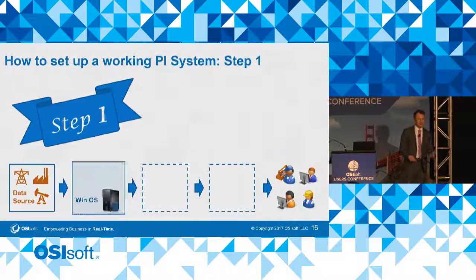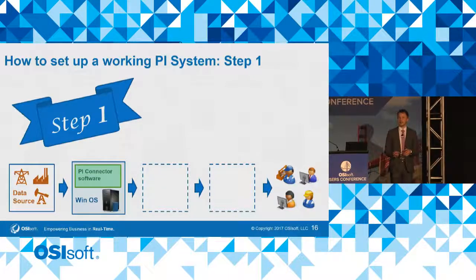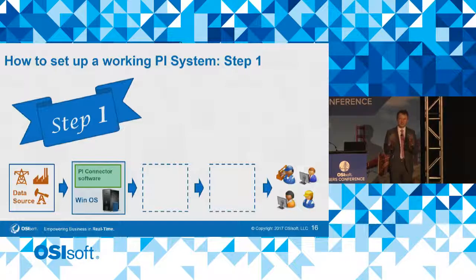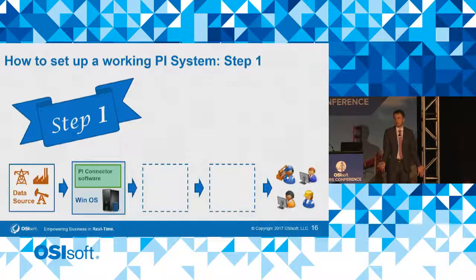The first step is, let's install a PI interface or PI connector. So you see there on the left-hand side, you have a data source. You have people that you want to get the data. The first step is, you need to put in a PI connector or PI interface. A PI connector or PI interface is a piece of software written by OSIsoft that installs on a Windows operating system. It could be any box that runs Windows operating system, nothing special about it. And its only job is just collect data from the data source and get it ready and buffer it and make sure that data is available to send on to the next step.